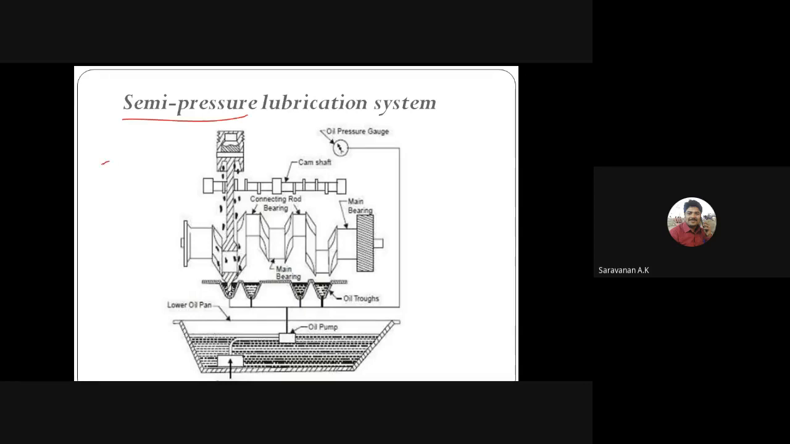So we are using the pressure as well as the splash, right? So both are there. So for the splash and the pressure, here you can supply the pressurized fuel into the oil tubes as well as in the shafts also. So here we are using the two. Pressurized lubrication will be passing through the cavities, and the splash lubrication system is also there. So this type of lubrication system is called the semi pressure lubrication system.